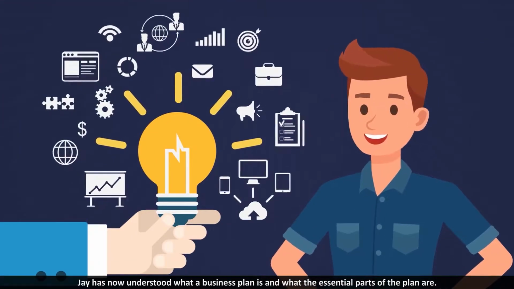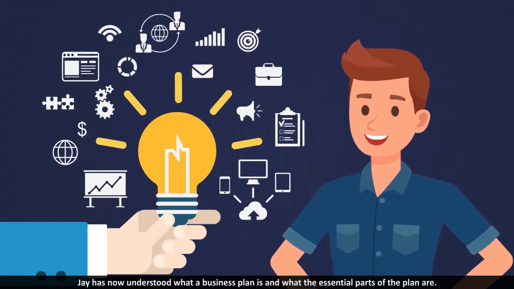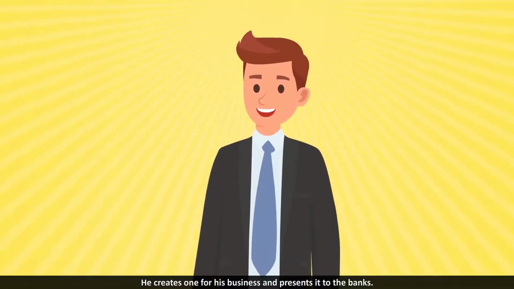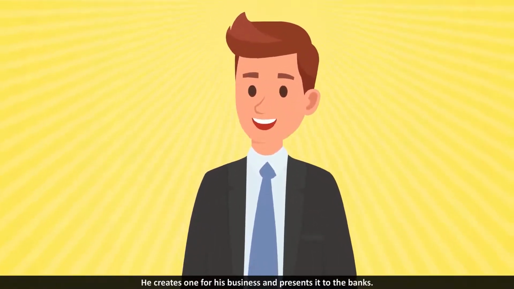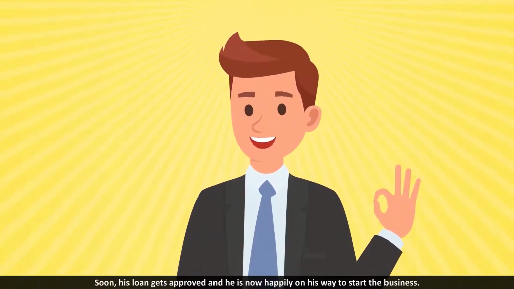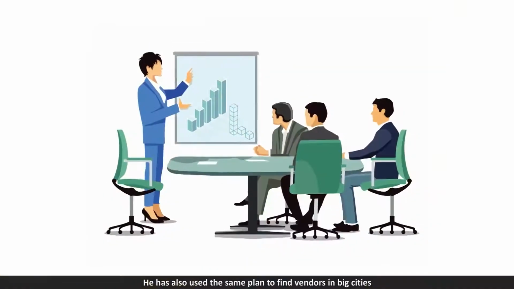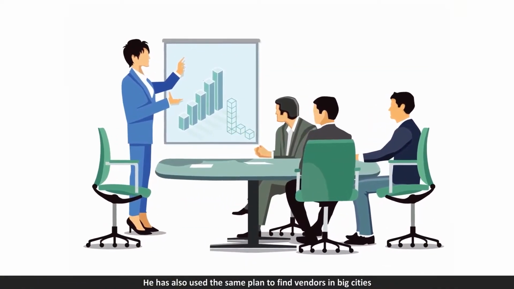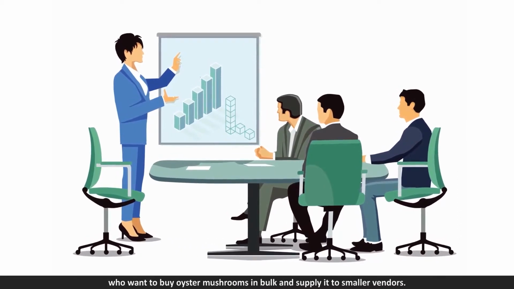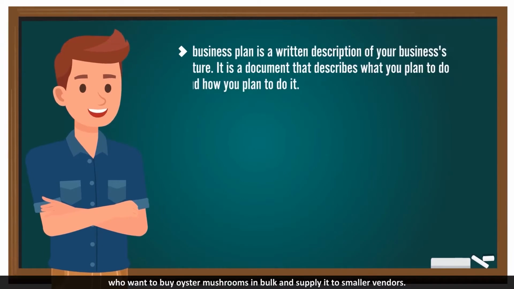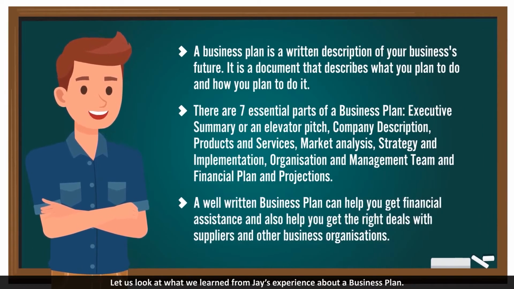Jay has now understood what a business plan is and what the essential parts of the plan are. He creates one for his business and presents it to the banks. Soon, his loan gets approved and he is now happily on his way to start the business. He has also used the same plan to find vendors in big cities who want to buy oyster mushrooms in bulk and supply it to smaller vendors. Let us look at what we learned from Jay's experience about a business plan.